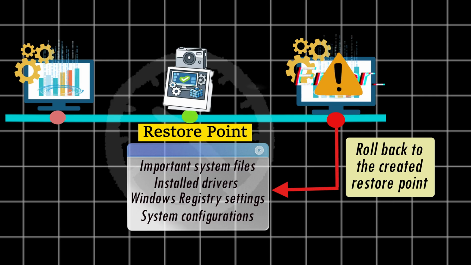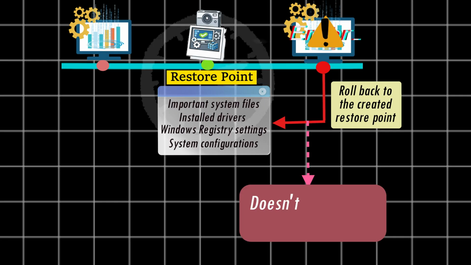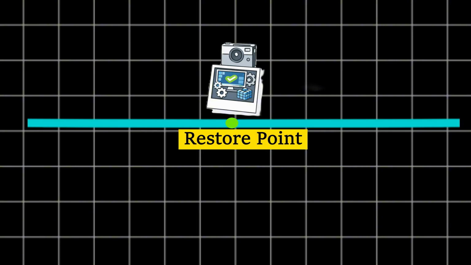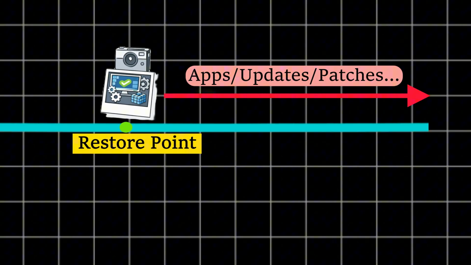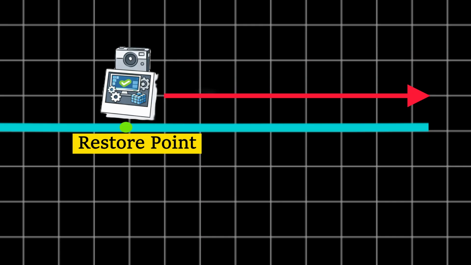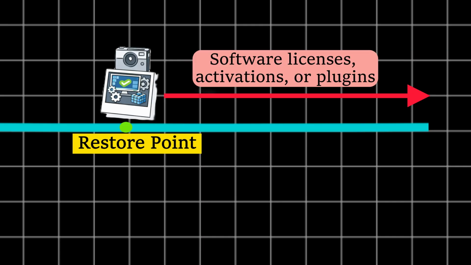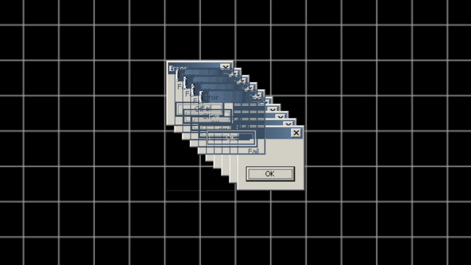And the best part is that System Restore doesn't affect your personal files, like photos, videos, or documents. However, any apps, updates, or patches installed after that restore point may be removed. In some cases, certain software licenses, activations, or plugins might also stop working and need to be reactivated.